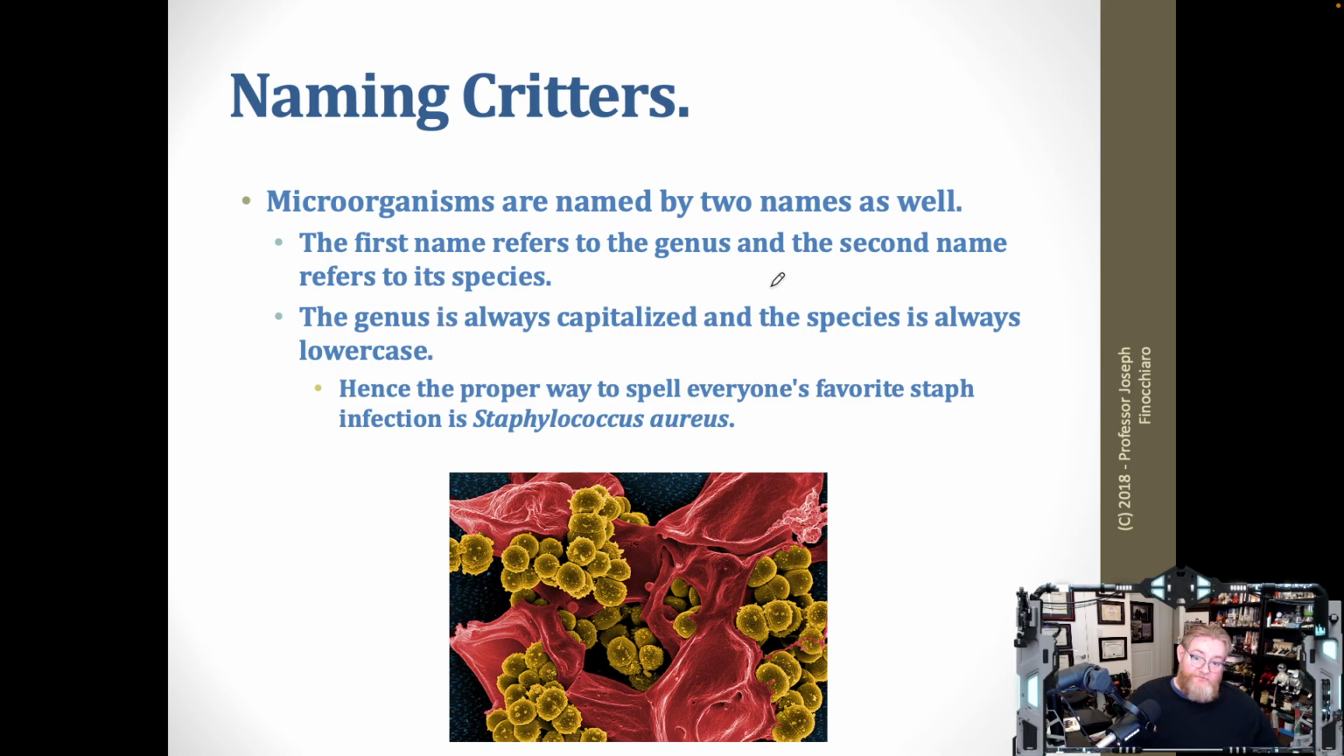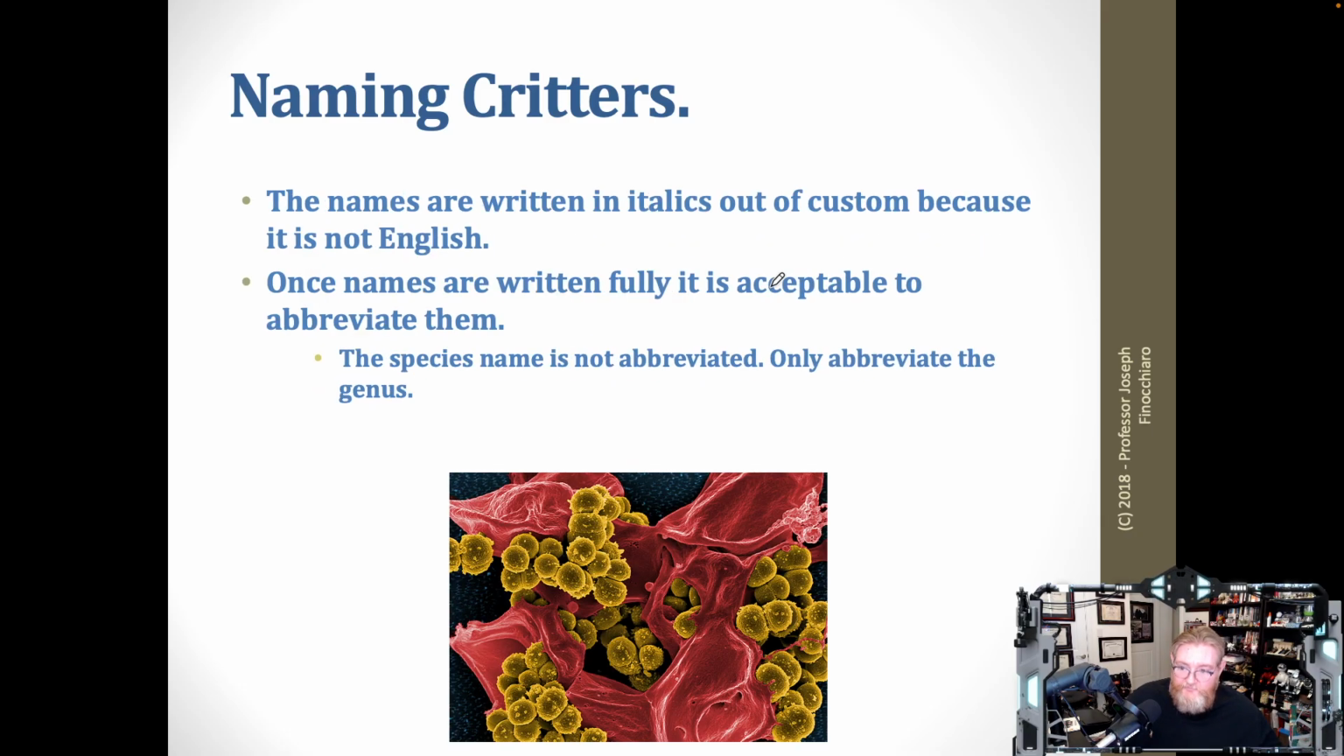Microorganisms are named by two names as well. The first name refers to the genus, and the second name refers to its species. The genus is always capitalized, and the species is always lowercase. Hence, the proper way to spell everyone's favorite staph infection is Staphylococcus aureus. The names are written in italics out of custom because it's not English.